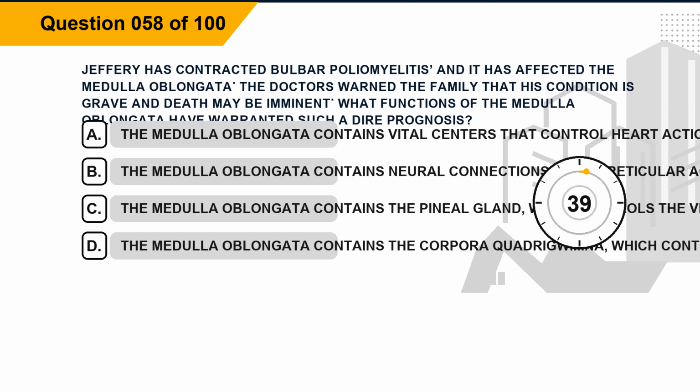Question 58. Jeffrey has contracted bulbar poliomyelitis, and it has affected the medulla oblongata. The doctors warn the family that his condition is grave and death may be imminent. What functions of the medulla oblongata have warranted such a dire prognosis? Option A. The medulla oblongata contains vital centers that control heart action, blood vessel diameter, and respiration. Option B. The medulla oblongata contains neural connections of the reticular activating system. Option C. The medulla oblongata contains the pineal gland, which controls the vital centers. Option D. The medulla oblongata contains the corpora quadrigemina, which controls the neural transmission of impulses along the spinal cord.